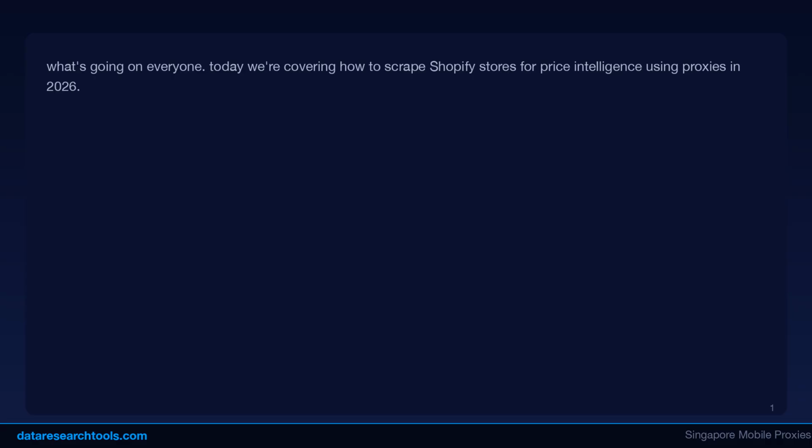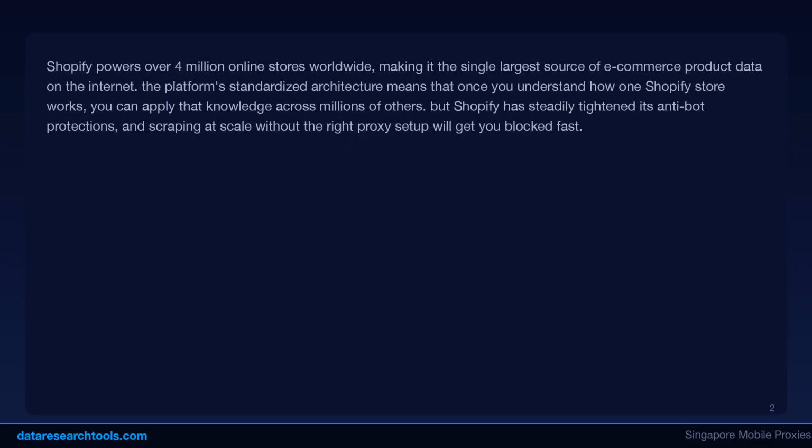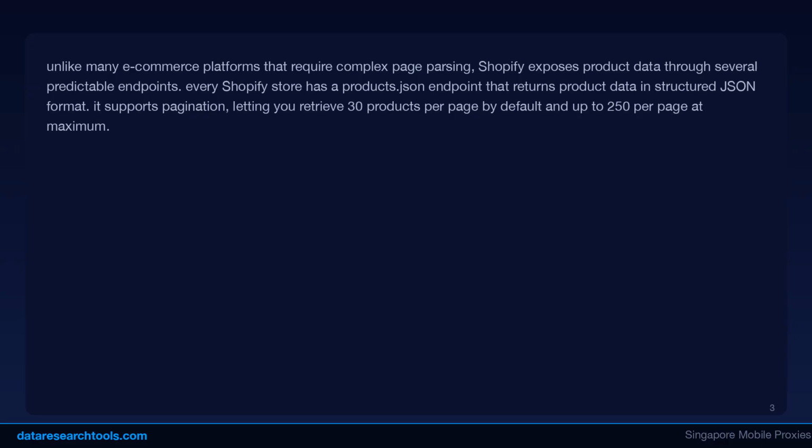Unlike many e-commerce platforms that require complex page parsing, Shopify exposes product data through several predictable endpoints. Every Shopify store has a products JSON endpoint that returns product data in structured JSON format. It supports pagination, letting you retrieve 30 products per page by default and up to 250 per page at maximum. The JSON response includes product titles, descriptions, variants with individual pricing, images, and inventory status. Each variant contains its own price, compare-at price, SKU, and availability.